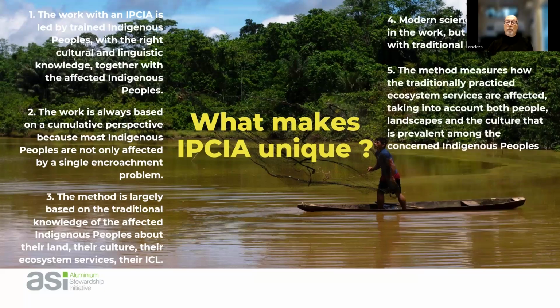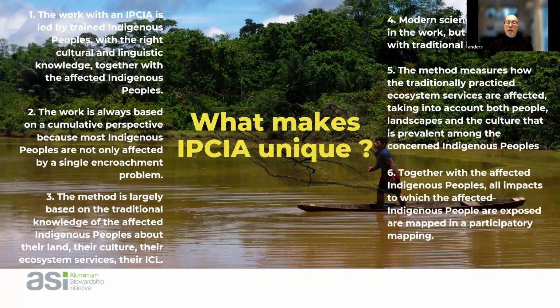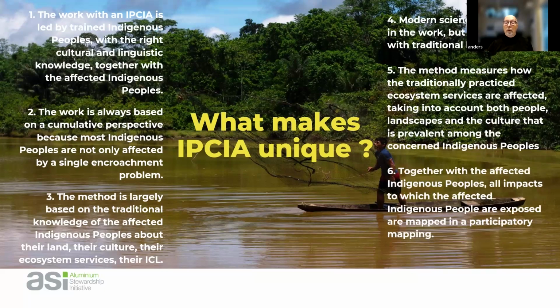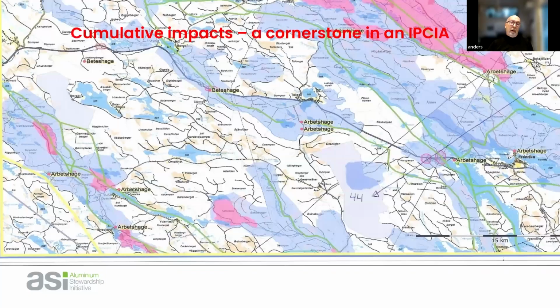The method measures how the traditionally practiced ecosystem services are affected, taking into account both people, landscapes, and the culture that is prevalent among the concerned Indigenous people. Together with the affected Indigenous people, all impacts to which they are exposed are mapped in a participatory mapping. So let me give you an example of what I mean by cumulative impact.